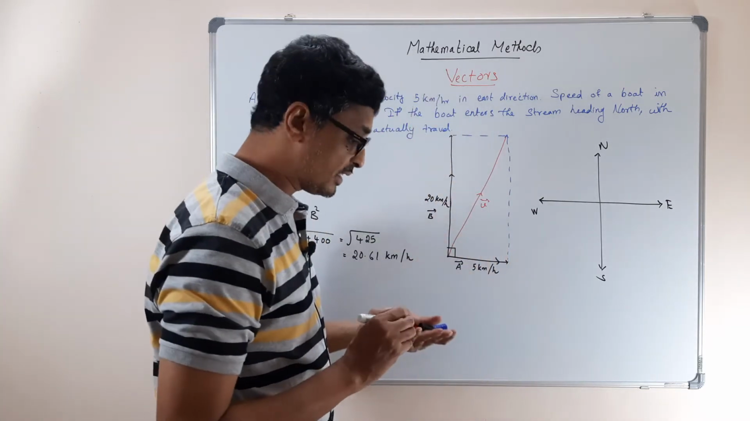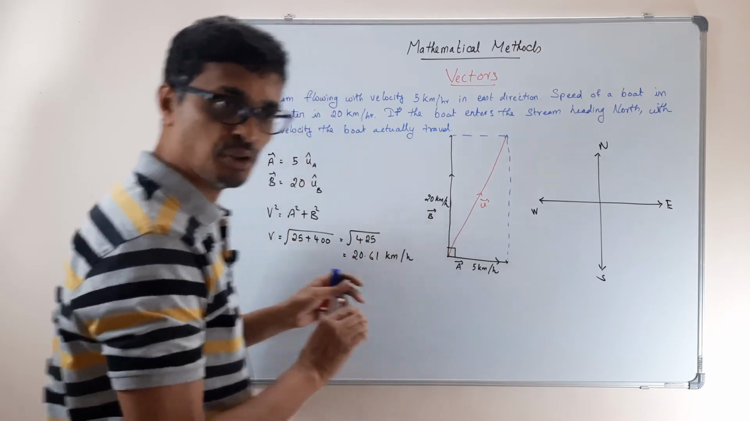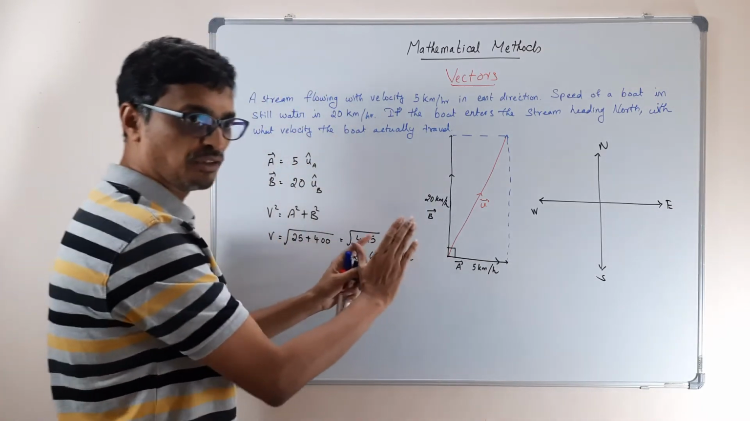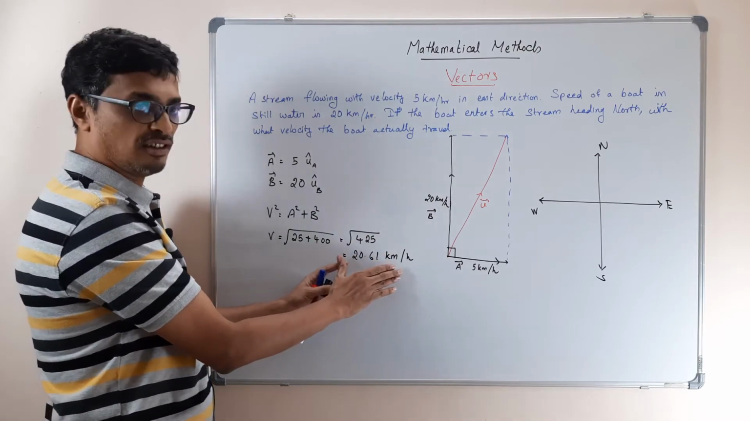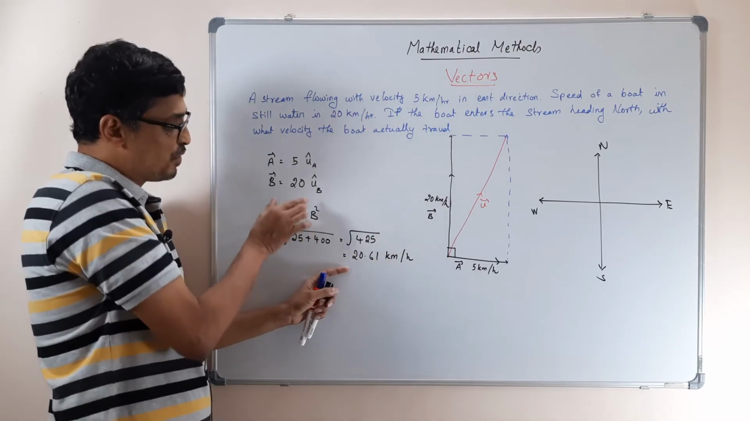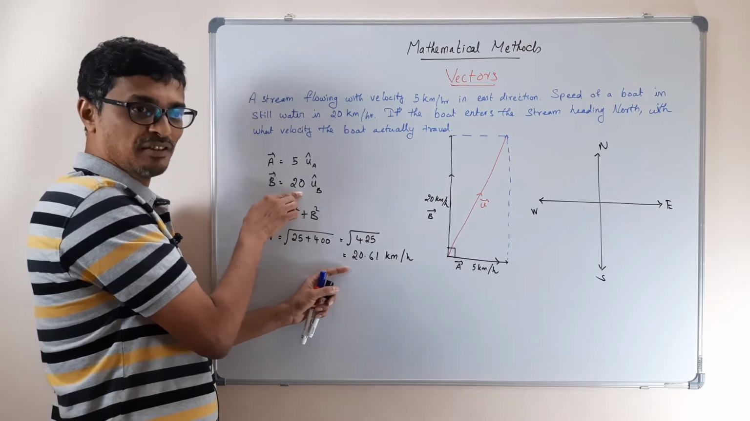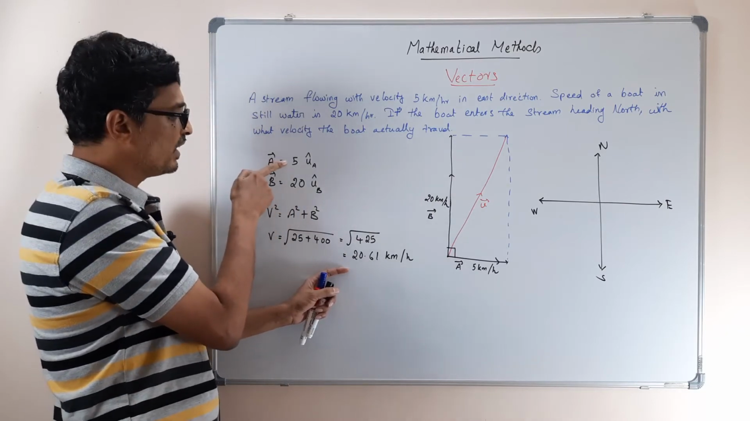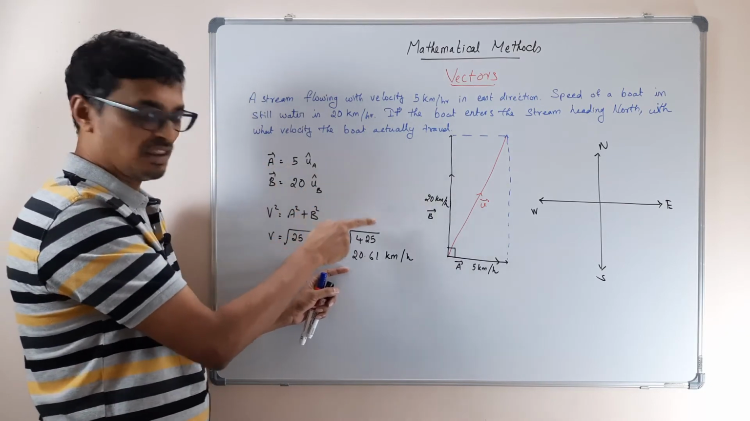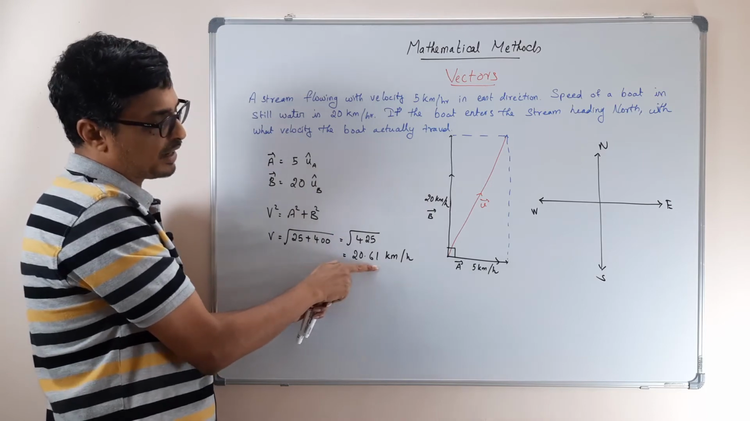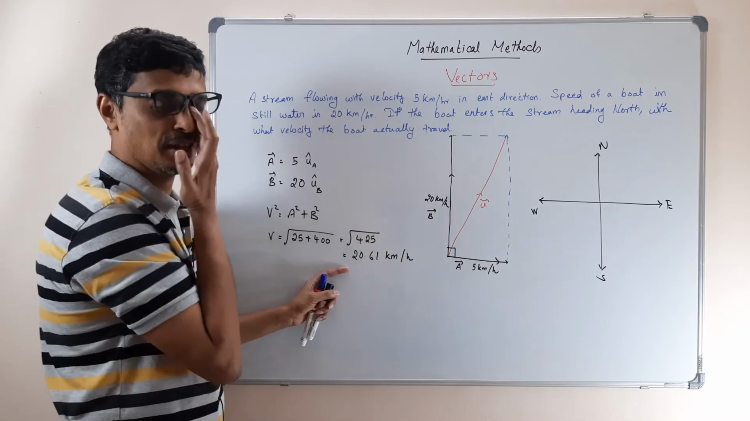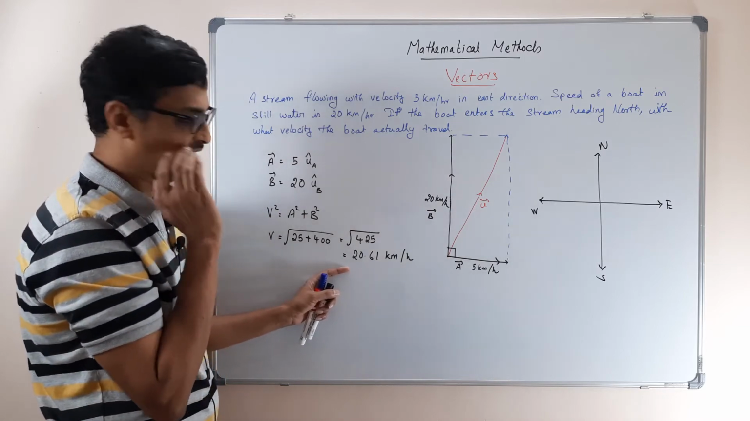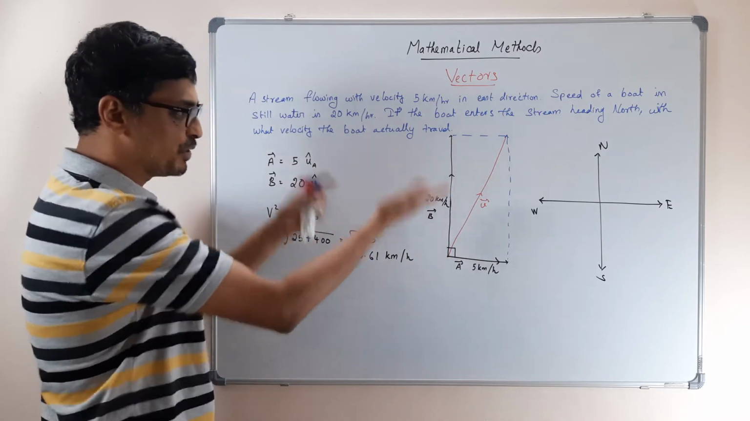Okay, but that is not sufficient. We need to give a direction also. So this gave you the magnitude. So in still water, the boat travels at 20 km per hour. Now since it is moving in a stream, it's going to slightly increase the magnitude to 20.61, because a component of the river speed has also come into it. Okay, but now of course the direction is not going to be the same.